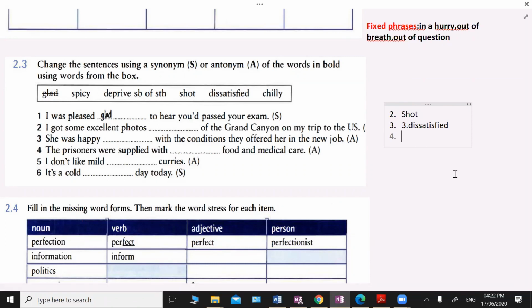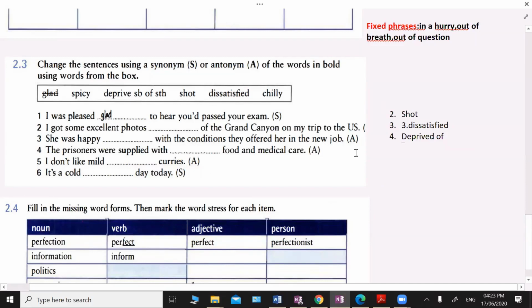The prisoners were deprived of food and medical care. The prisoners were supplied with or deprived of? Supplied with, its opposite is deprived of. You should give the opposite of supplied with, that is deprived of food and medical care. Because it says antonym, you must use antonym here. It's written here, antonym, so you must use antonym.